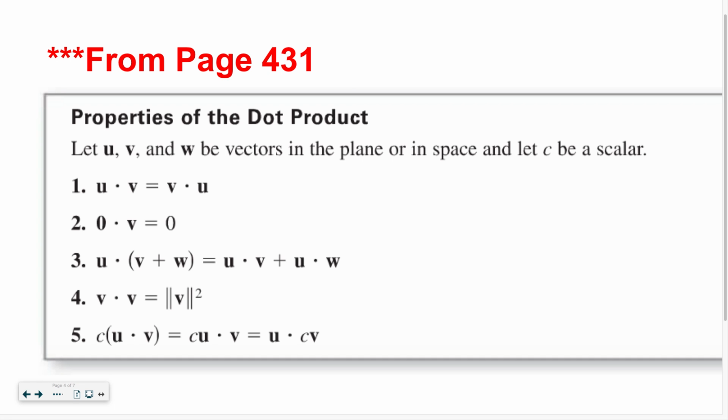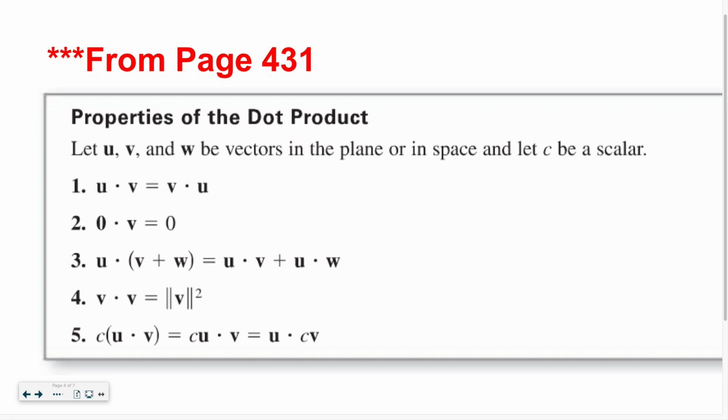This one looks like our distributive property, so you might see that in the homework. It might ask you to do a dot product with the sum of v and w. So one way to do that would be to do the dot product of u and v, do the dot product of u and w, and add them together.